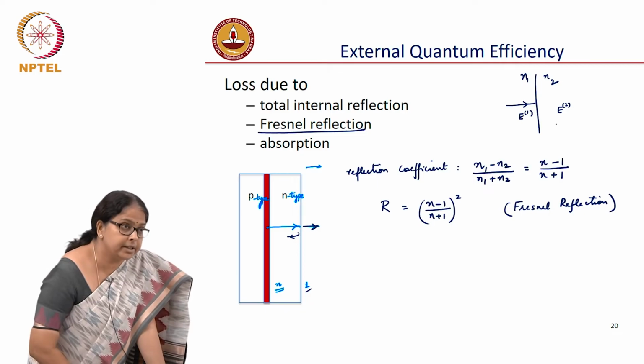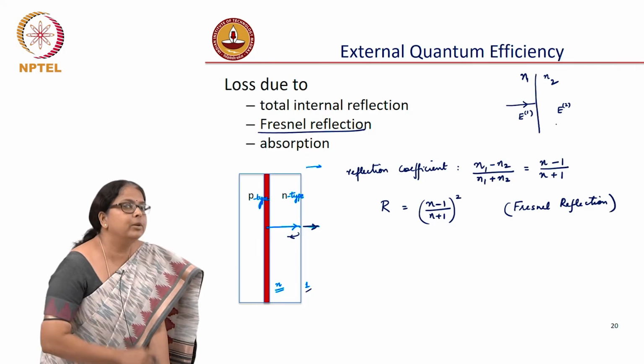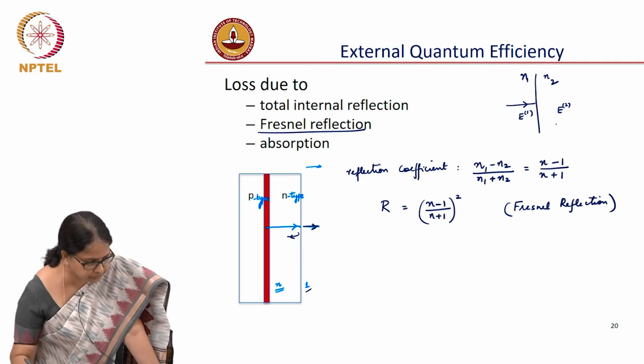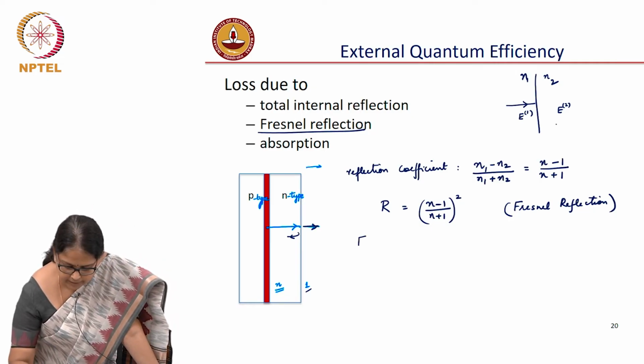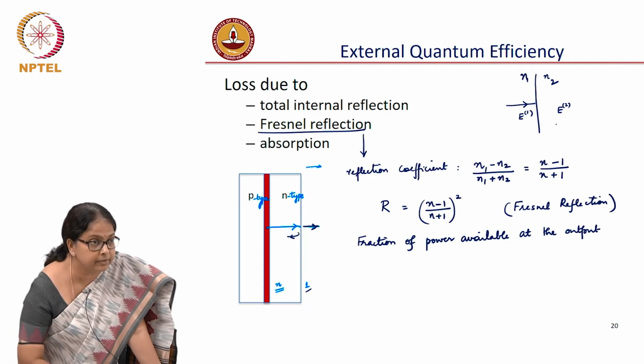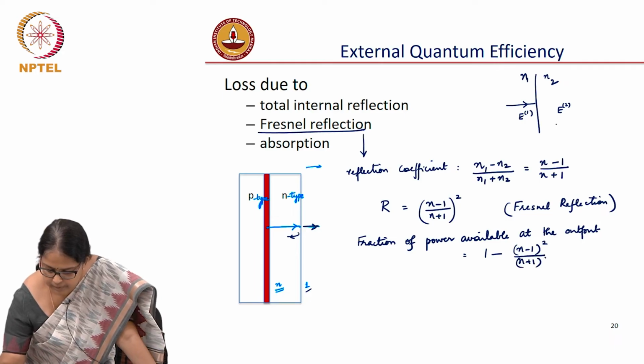But then we are not interested in finding out how much is reflected; we are interested in finding out how much is transmitted, how much is available outside the system. So that must be equal to the fraction of power available at the output because of Fresnel reflection, and we are talking about only Fresnel reflection, is 1 minus (n minus 1) the whole square by (n plus 1) the whole square.